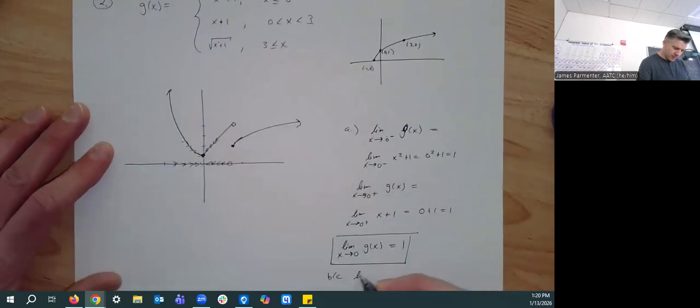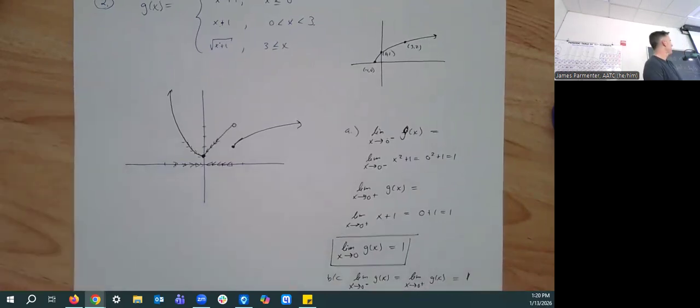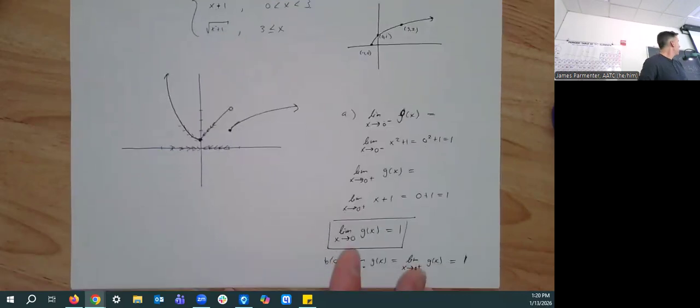Because the limit as x approaches 0 from the left of g of x is equal to the limit as x approaches 0 from the right of g of x is equal to the value that we got, which is 1. So for a limit to exist, the left-hand side and the right-hand side must exist and equal the same number. If they don't, the limit does not exist. Or I should say the two-sided limit does not exist.